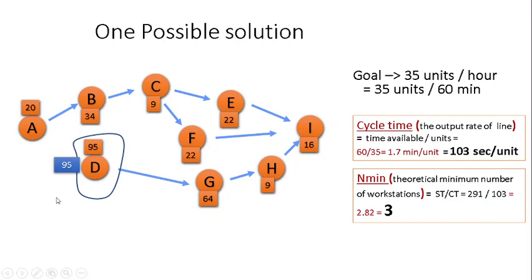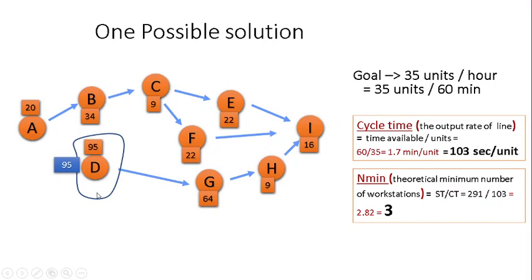So going to the precedence diagram, we see that we have this task which counts for 95 seconds. So we cannot group this task with any other task here, as we can see, because it will exceed the 103 seconds. So we keep it as a standalone, and this one is going to be 1 workstation.